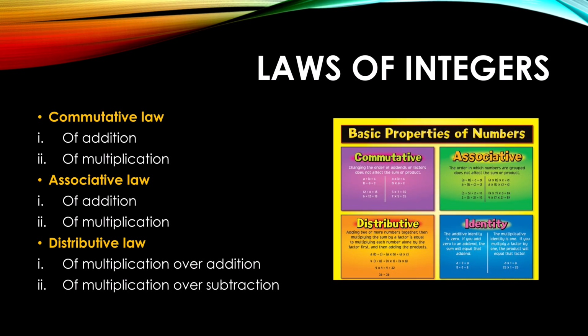The distributive law is the key property that connects multiplication with addition and subtraction. It states that when you multiply a number by a sum or difference, you can distribute the multiplication over the terms inside the parentheses. Now let's have a look at each of these laws with examples.